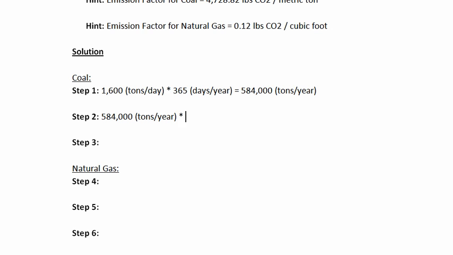Now we multiply that by our emission factor, which is 4,728.82. Once again, the 0.82 is sort of a moot point, but we'll keep it in there for the sake of being accurate. That emission factor is pounds of carbon dioxide per metric ton. So 584,000 metric tons of coal per year multiplied by 4,728 pounds of carbon dioxide per metric ton is going to give us, this is going to be a big number, 2,761,630,880 pounds of CO2 per year.